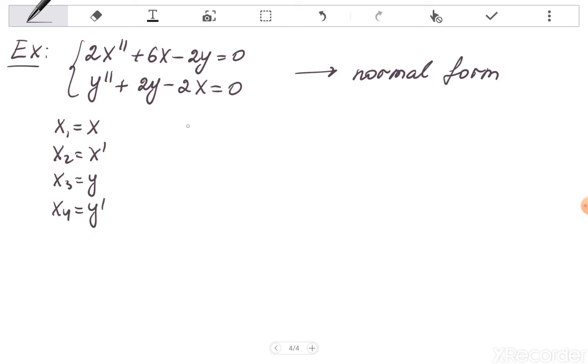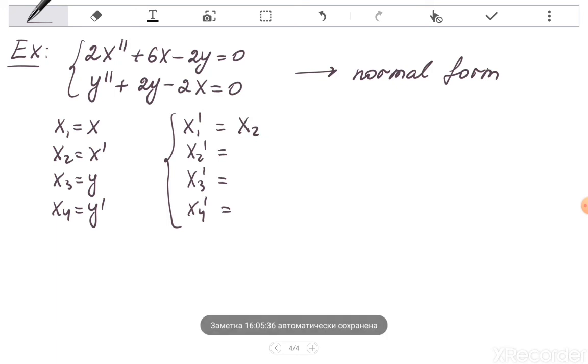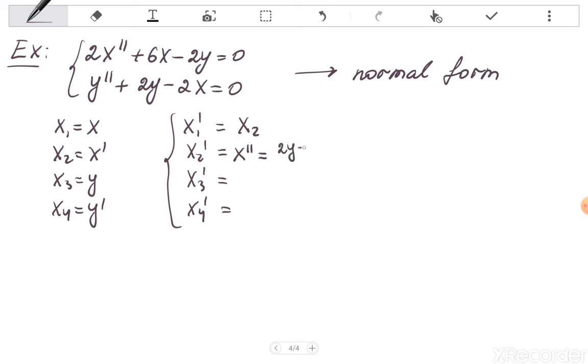And let's see, what do we have? x1 prime, x2 prime, x3 prime, x4 prime. We need to write these things in normal form. So x1 prime, this is exactly x prime. So this is x2. x2 prime, this is x double prime, and x double prime can be found from the first equation. This is x double prime, which is, from the first equation, 2y minus 6x over 2, or this is y minus 3x.